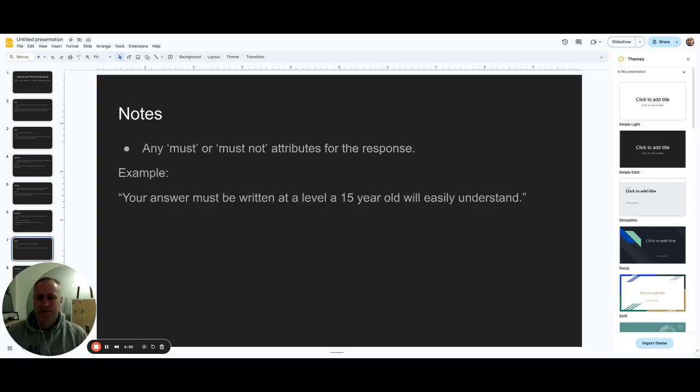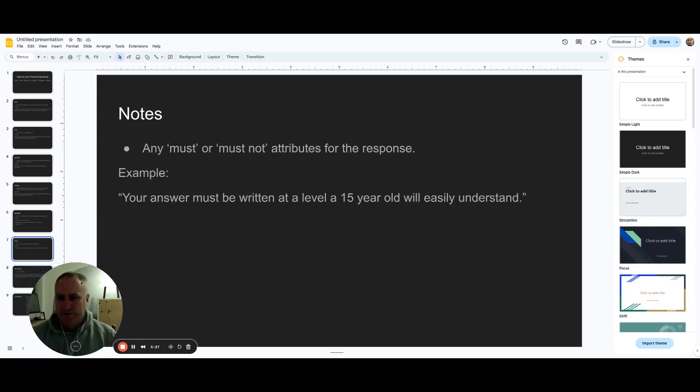Okay, so the last part is notes, and there are a few interesting attributes here. In notes, we put them at the end because they're important. When ChatGPT looks at your prompt, the things it rates as most important are the first things it sees and the last things it sees. Here you can tell it things it must do or must not do. The important thing is you don't frame them as negative, as must-not things. You always put them as positive things, as in it must do this. For example, your answer must be written at a level a 15-year-old will easily understand. So that's basically the prompt.